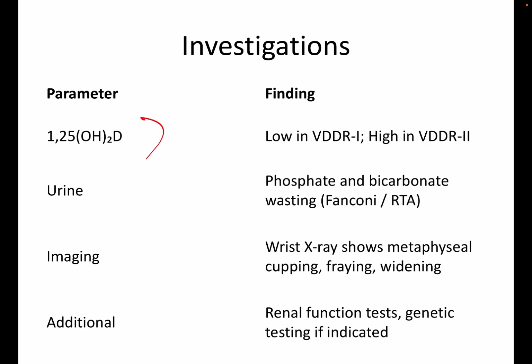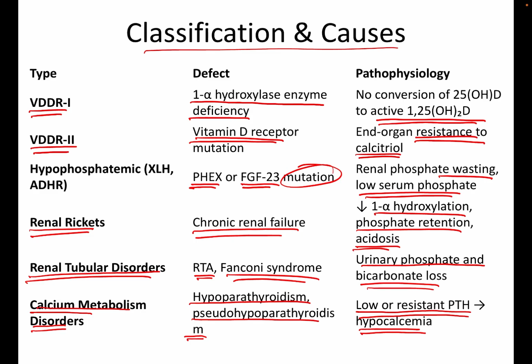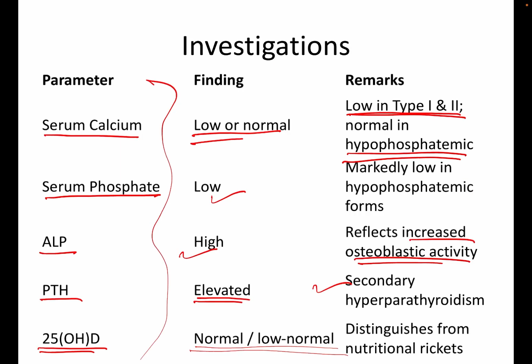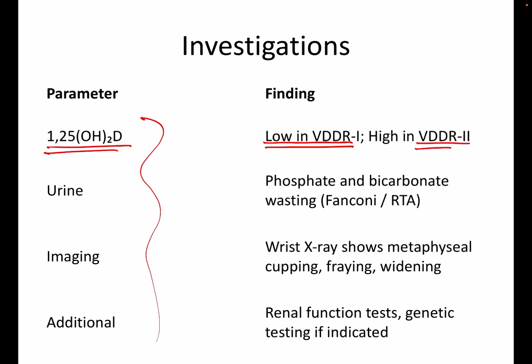And the other parameters include 1,25 OH2D. It will be low in vitamin D dependent rickets type 1 because there is a defect at the enzyme level, whereas in vitamin D dependent rickets type 2, it will be high because the problem is at the receptor level. On urine examination, there will be phosphate and bicarbonate wasting in Fanconi.